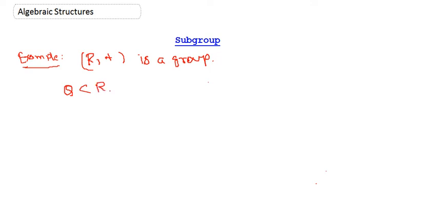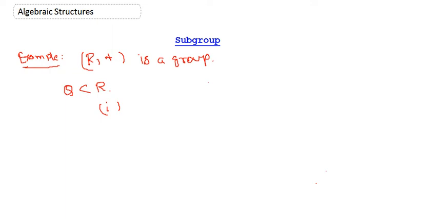Now we are going to check whether Q with plus is a group or not. For the first property, we know that 1 is a rational number, so 1 belongs to Q. So 1 is the identity element. No, sorry, I am sorry for that. 1 is not the identity element over here. Here 0 is the identity element.